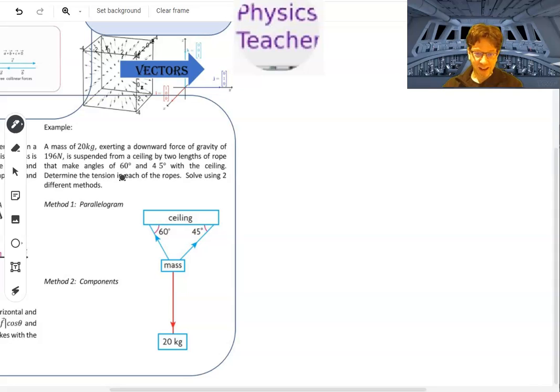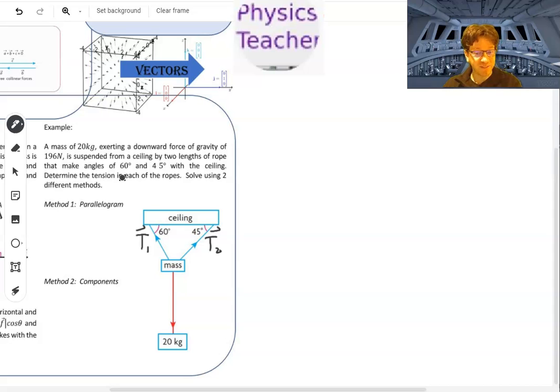So our problem is we have a ceiling and we have some mass hanging from the ceiling. So we have two ropes. This one, which makes an angle of 60 degrees with the ceiling, and this one, which makes an angle of 45 degrees to the ceiling. Whenever we have a rope that's pulled on and is taut, we say there's a tension in the rope. So the force on the rope is called tension. And I'm going to call this one T1 and this one T2.